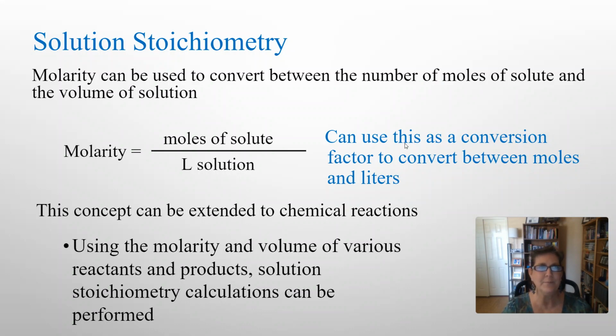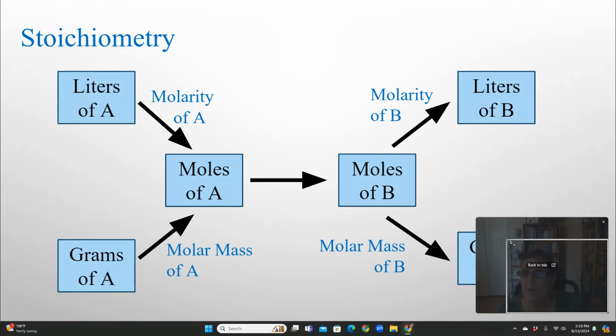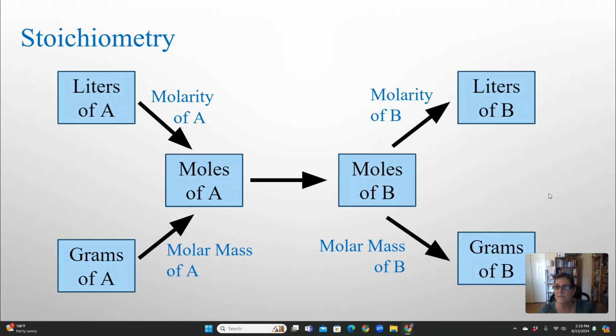Here we go. So here's our new chart for stoichiometry. Let me downsize myself. We have liters of A, and we use the conversion factor of molarity of A to get to moles of A. Then we would use the mole ratio to get to moles of B. We can use the molarity of B, which is a conversion factor, to get to liters of B.